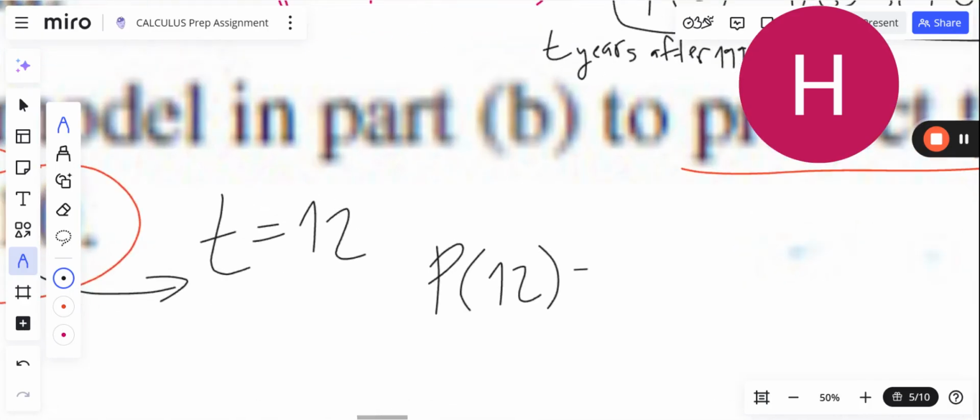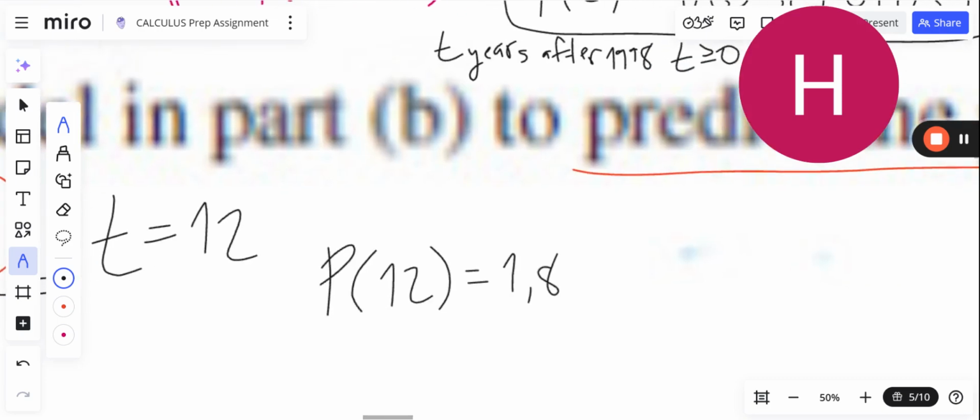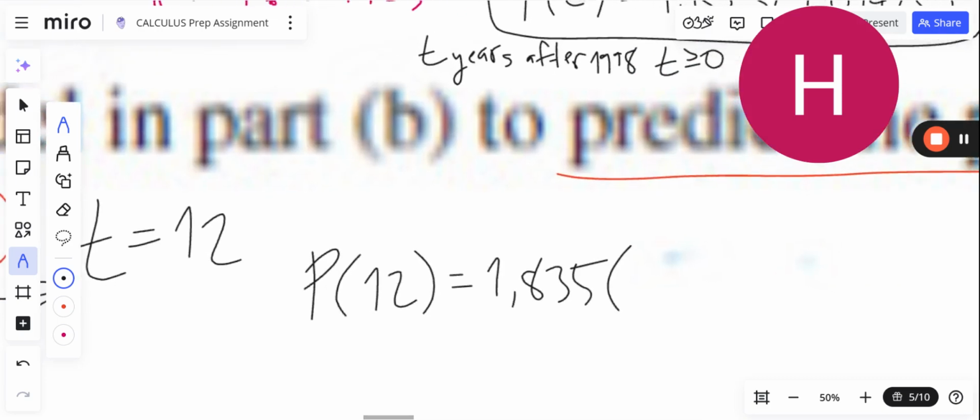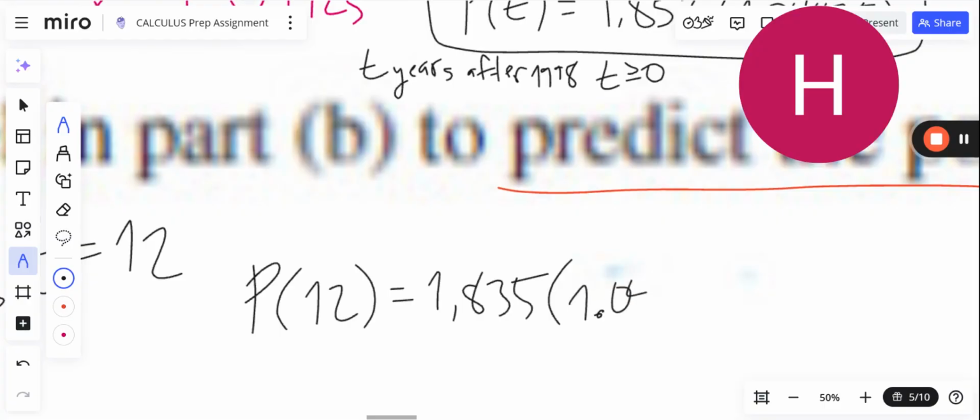P of 12 is going to be 1,853 times 1.04425 to the 12th power. Go ahead and plug that into a calculator. See what you get.